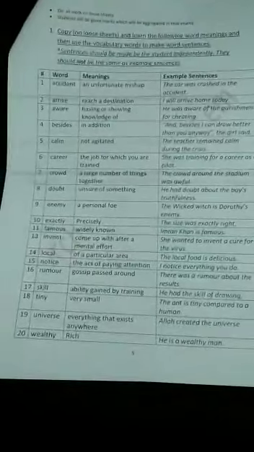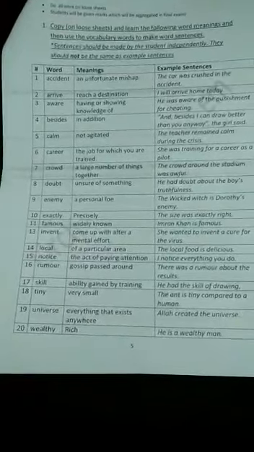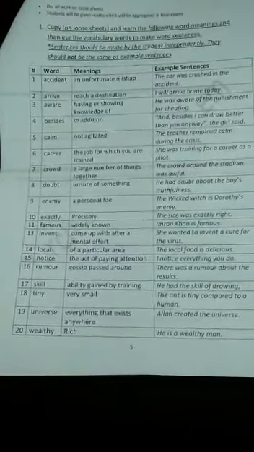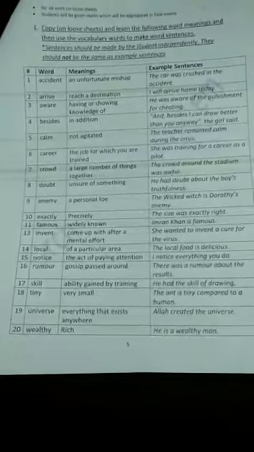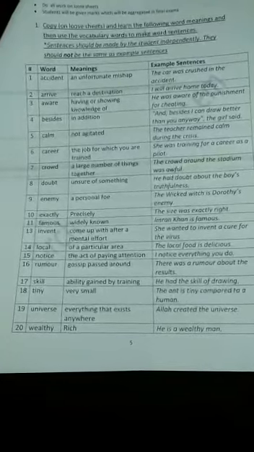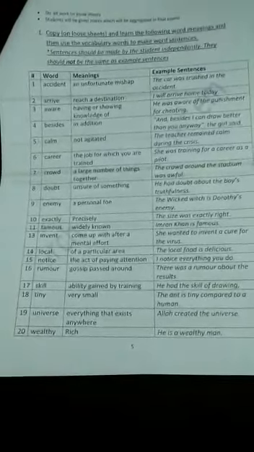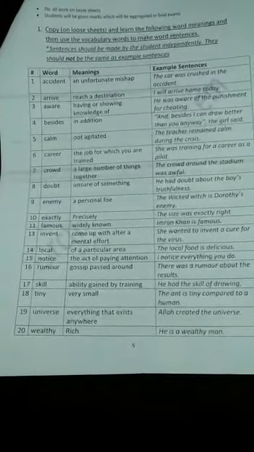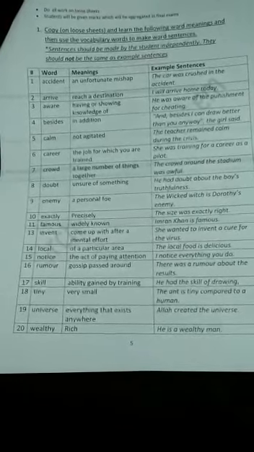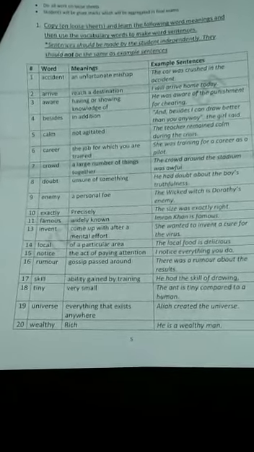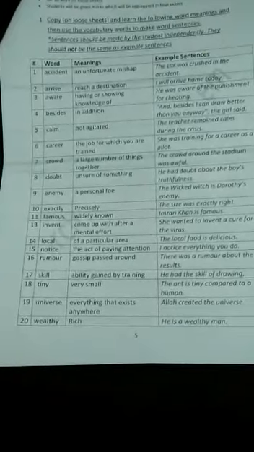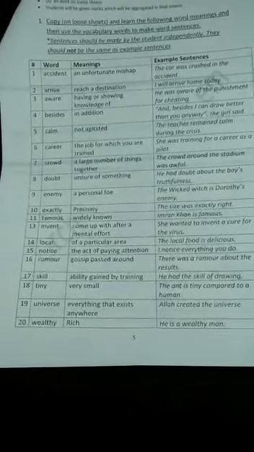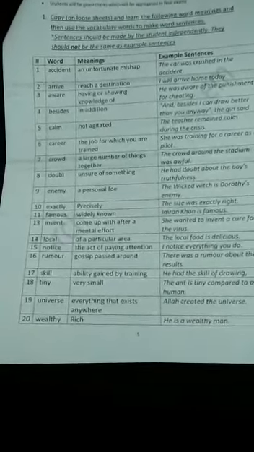Now the third one is kids have to copy and learn the following word meanings. Word meanings are given below. Kids have to copy these word meanings on the loose sheets, and then use the vocabulary words to make sentences. Down below there are also example sentences. Kids will not copy the sentences from there. They will make new ones. But the word meanings, they are given below.